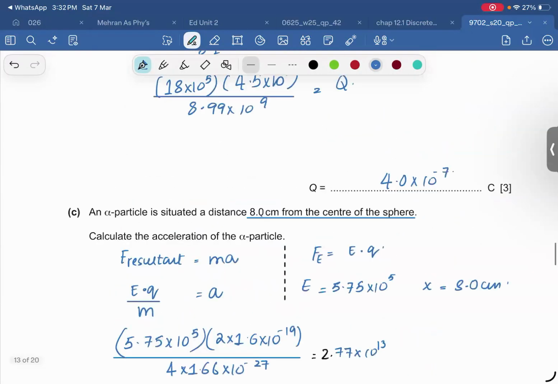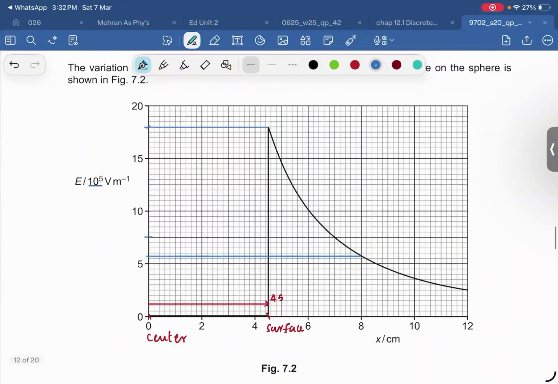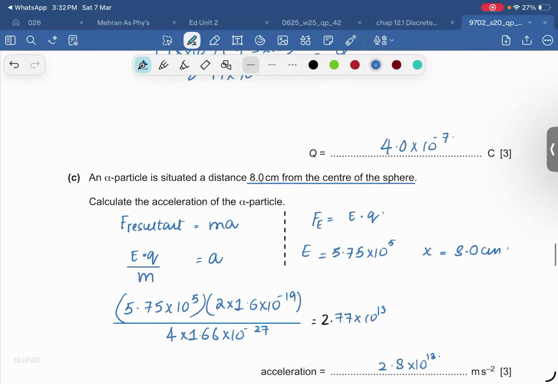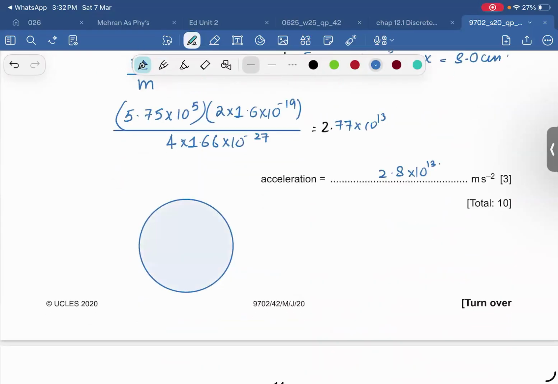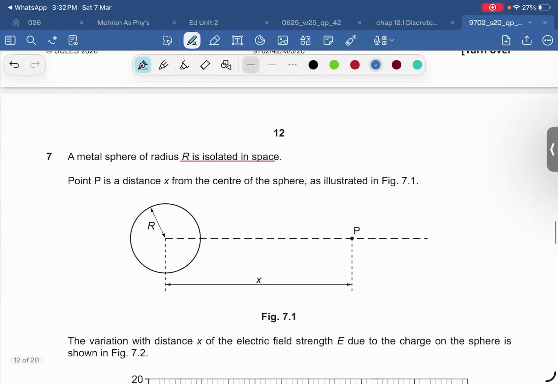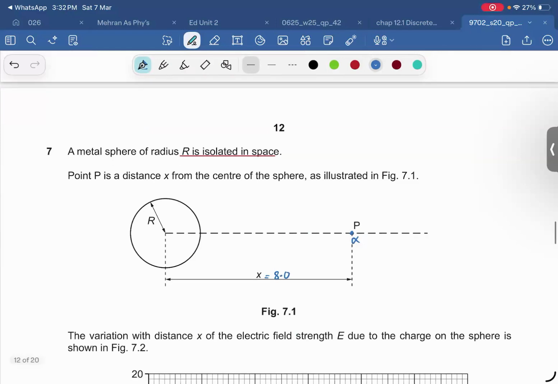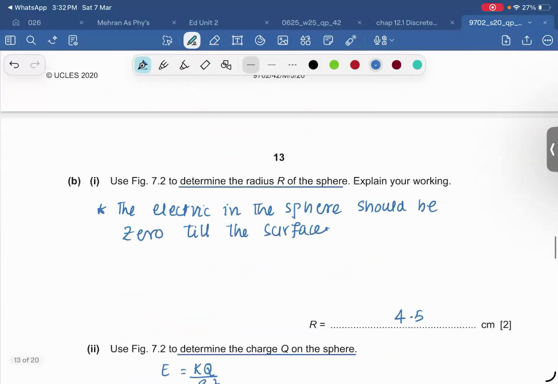The concept is that they're saying you have the sphere which has charge. So you have a bigger sphere that causes the electric field, right? And let's say I have this point P where we have the alpha particle. And let's say the distance, because they mentioned the distance as 8 centimeter, 8.0, right? And they're asking the acceleration of this alpha particle at this point, which is 8 centimeter. Is the question clear? Yes, sir.